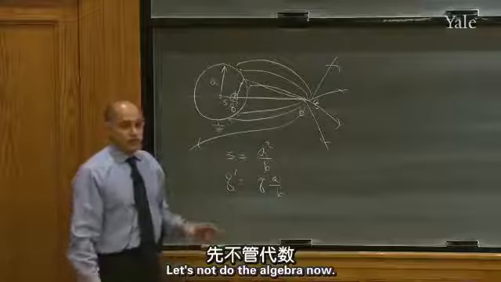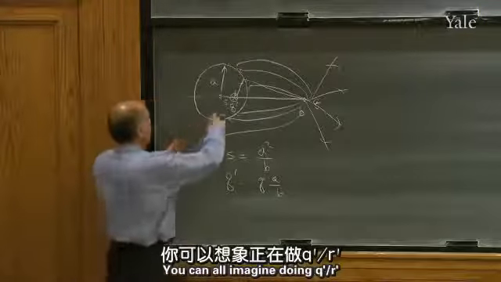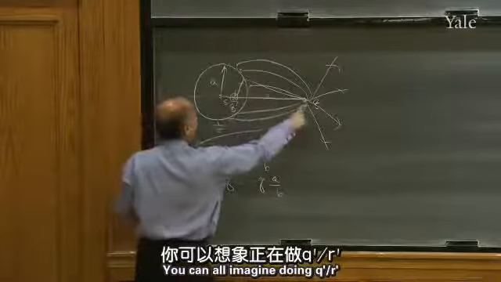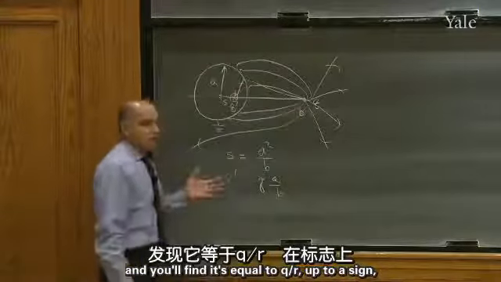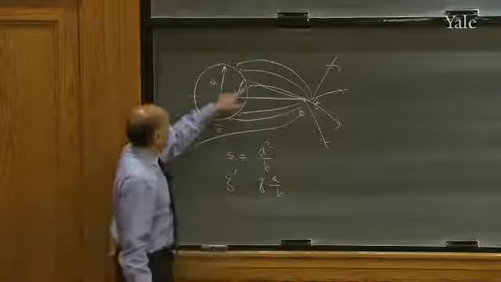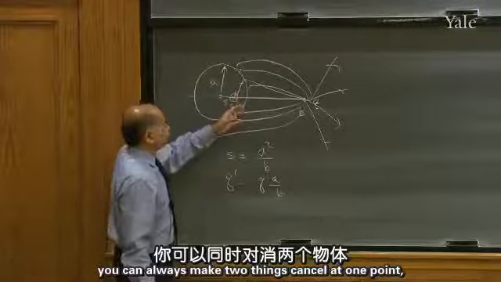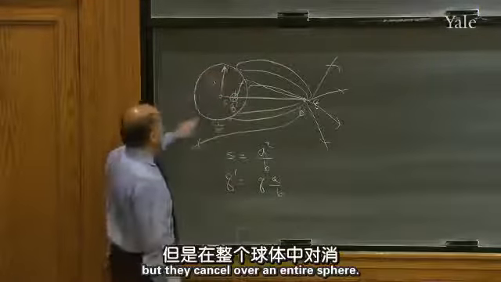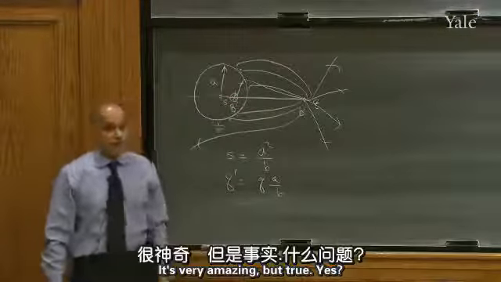Let's not do the algebra now. You can all imagine doing q prime over r prime, and you'll find it's equal to q over r up to a sign, and therefore, in fact, you can always make two things cancel at one point, but they cancel over an entire sphere. It's very amazing, but true.